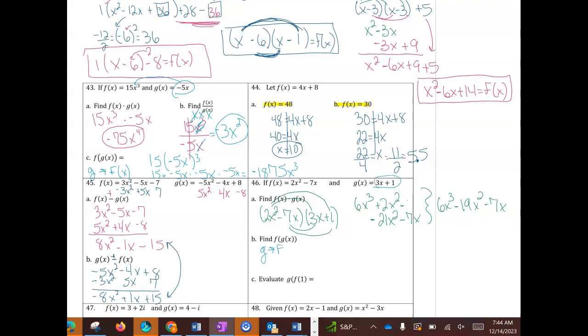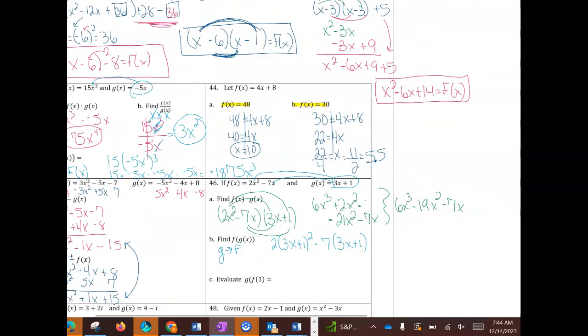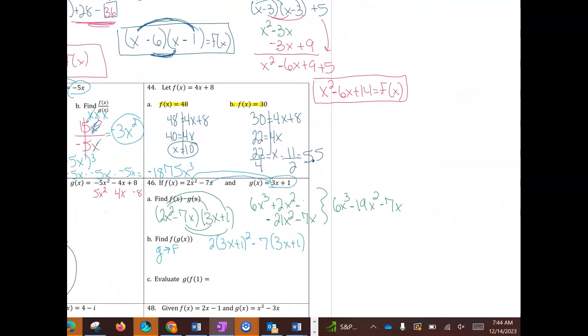So that means all of g is going into f twice. All right, so we're going to have 2, instead of x being squared, it'll be 3x plus 1 squared, minus 7, and instead of x, it'll be 3x plus 1. And so here, this is going to be a little bit of work. I'm going to move over and just show you how this sets up.